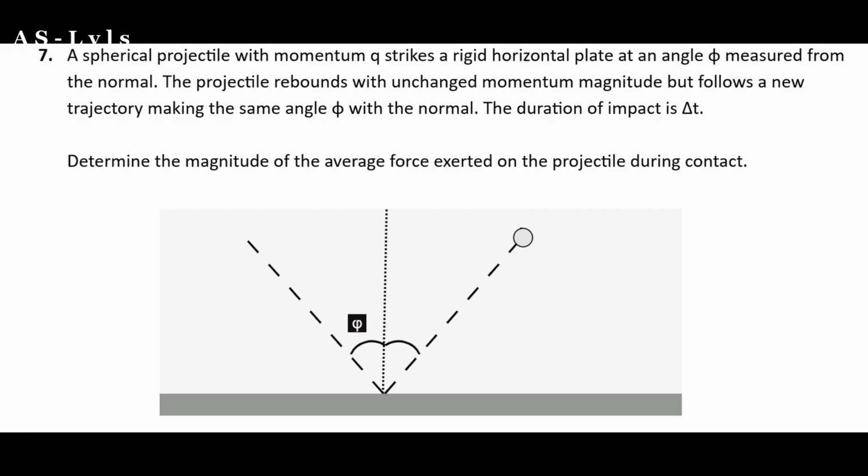Question 7. A spherical projectile with momentum q strikes a rigid horizontal plate at an angle phi, measured from the normal. The projectile rebounds with unchanged momentum magnitude, but follows a new trajectory, making the same angle phi with the normal. The duration of impact is delta t. We are asked to determine the magnitude of the average force exerted on the projectile during contact.